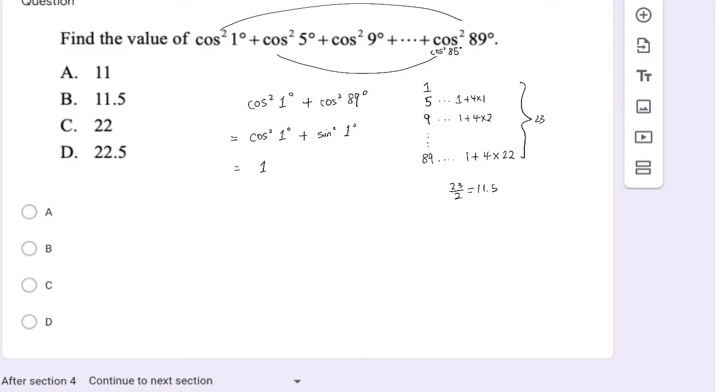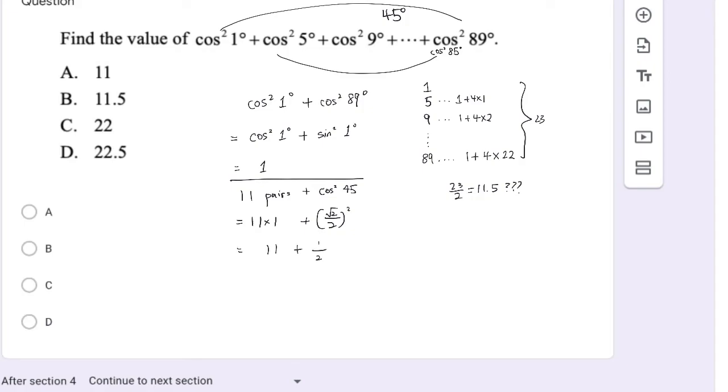Then maybe you ask, how can it be 0.5 pairs? Actually you should know there will be 45 degree. 45 cannot form any pairs. That is why there will be 11 pairs plus cosine square 45. That is why you have 11 times 1 plus the square of this number, which will be this.